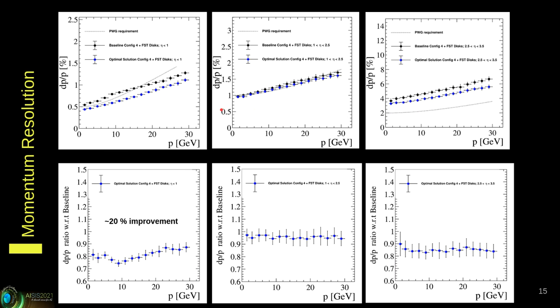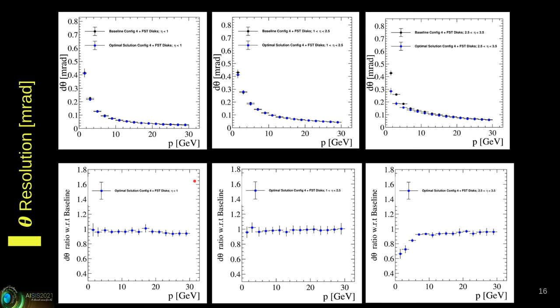Here is a more quantitative comparison of the chosen design point's performance against the baseline. The top row shows the momentum resolution of the pi minus tracks in various eta bins in the central and the forward regions. The dotted gray lines show the physics working group requirement for those eta bins. The plots on the second row are the ratio of the AI suggested point to the baseline. We see about 20% improvement in the central region, and we are under the physics requirement in the central region. We have about 15% improvement in the forward region between eta 2.5 and 3.5.